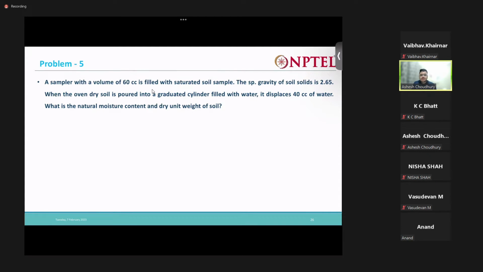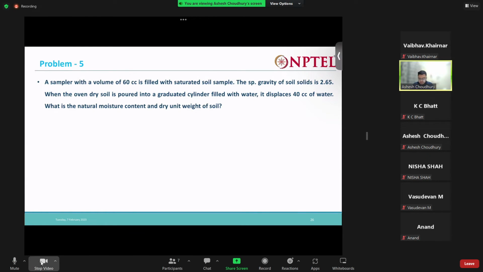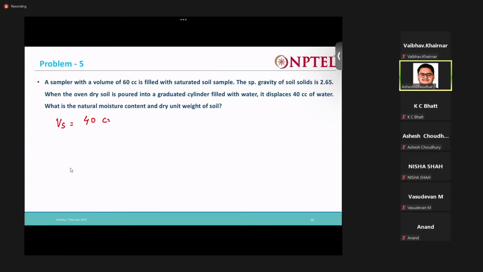By looking at this question, we can understand that when dry soil is poured, dry soil means only soil solids are there. When we are putting this dry soil into this cylinder, it displaces 40 cc of water. What does it mean? It means that the volume of this dry soil is 40 cc, because obviously it's going to displace the same volume of water as the volume it occupies, right? So it displaces 40 cc of water, which means its own volume is 40 cc. So from here we get the volume of solids is 40 centimeter cube.